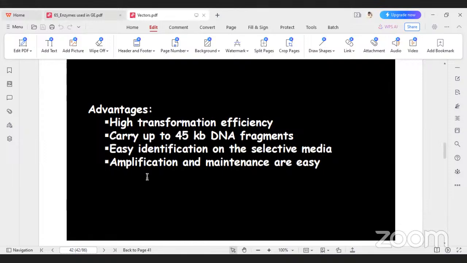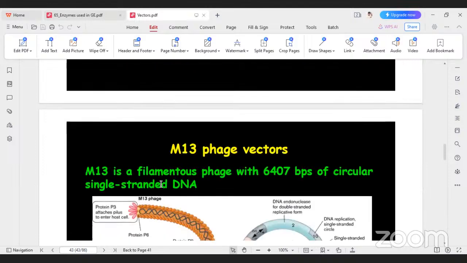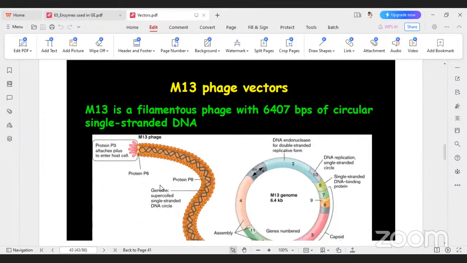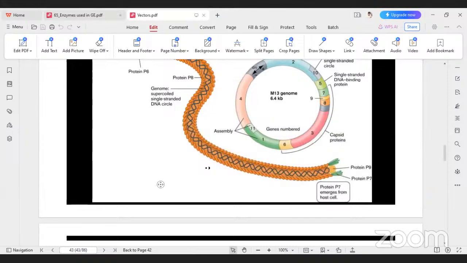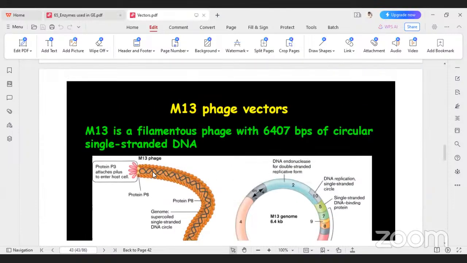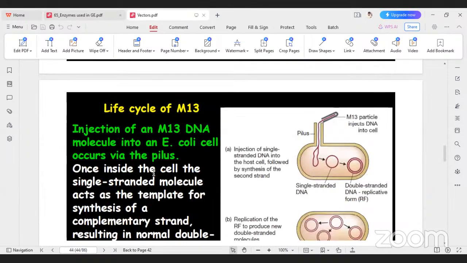The advantages: high transformation efficiency, and it carries up to, as already told, 45 kilobase pairs of DNA fragment. Easy identification on selective media, amplification and maintenance, because it has both properties, plasmid property and phage property. Actually, M13 was not discussed there. Lambda phage was discussed like that. M13 also.